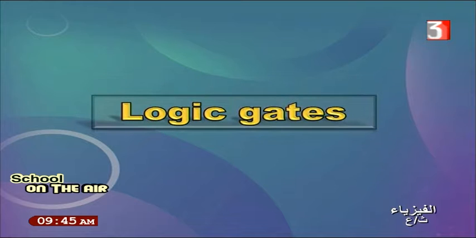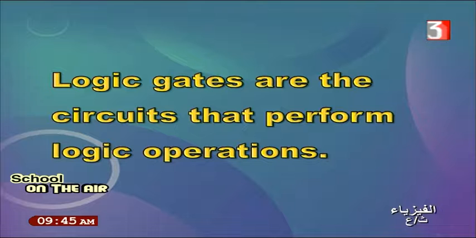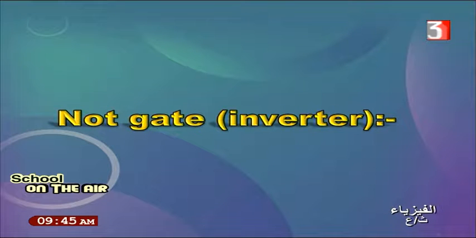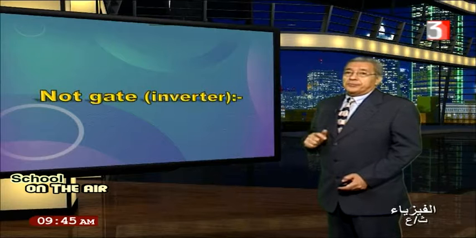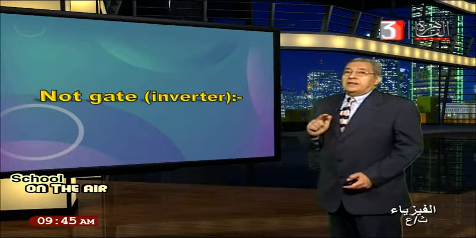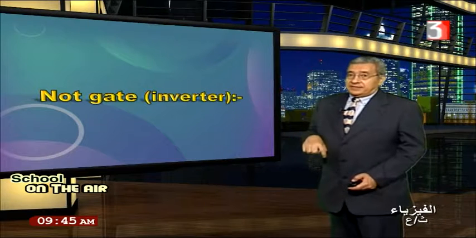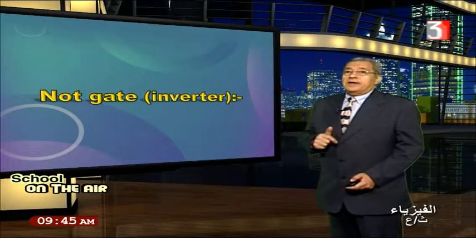And now talking about logic gates. What about logic gates? Logic gates are the circuits that perform logic operations. Let me say it again. Logic gates are the circuits that perform logic operations. The first gate, we call it the inverter or NOT gate. Your attention please, because this is very important. I'm talking about gates which are based on transistors. The first is the NOT gate.